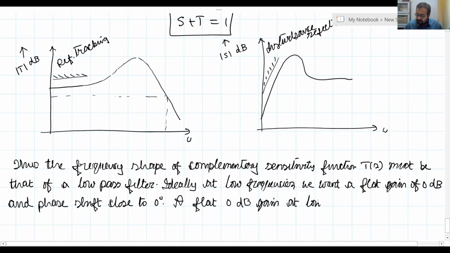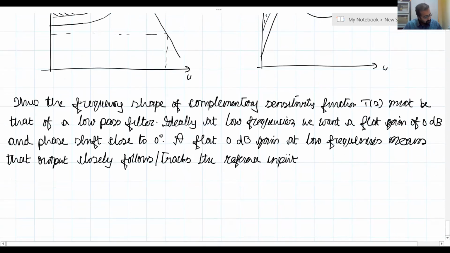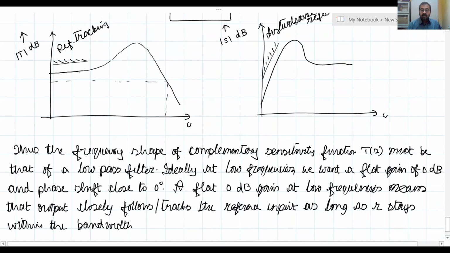A flat 0 dB gain at low frequencies means that the output closely follows or tracks the reference input, as long as R, the reference input, stays within the bandwidth. So that is why this region is ideal for reference tracking.